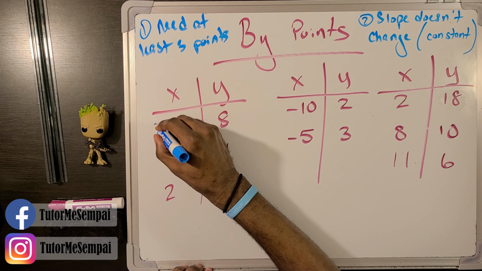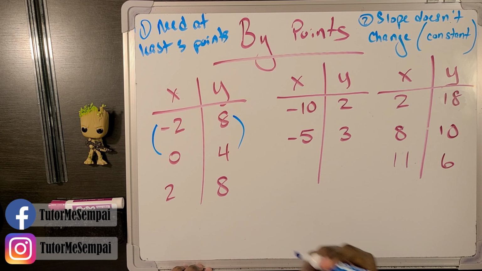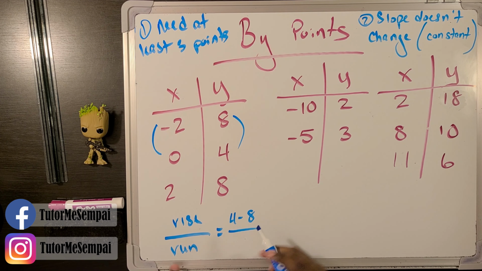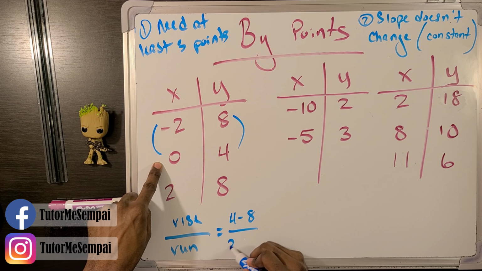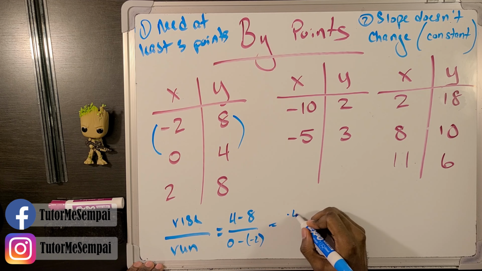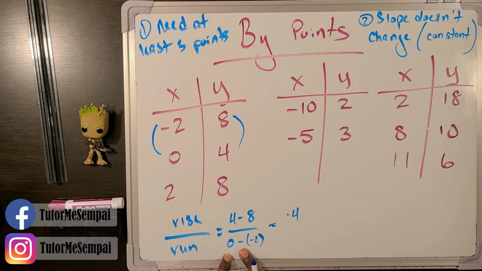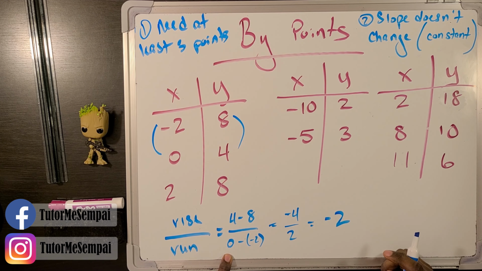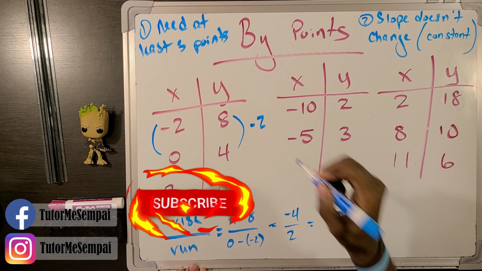And remember, our slope is going to be our rise over run. So we're going to start here. What is our rise? And our run is going to be 0 minus a -2. Well, what's 4 minus 8? Well, that's going to be a -4. And what's 0 minus a -2? Well, that's going to be a +2. So the answer to that one is going to be a -2 slope, right? When you simplify this, you're going to get a -2 for the slope. So I'm going to put a -2 here.